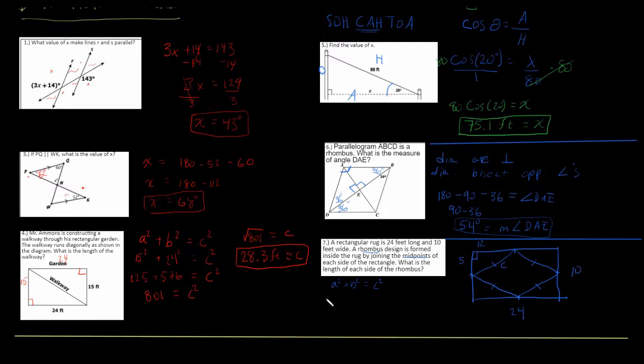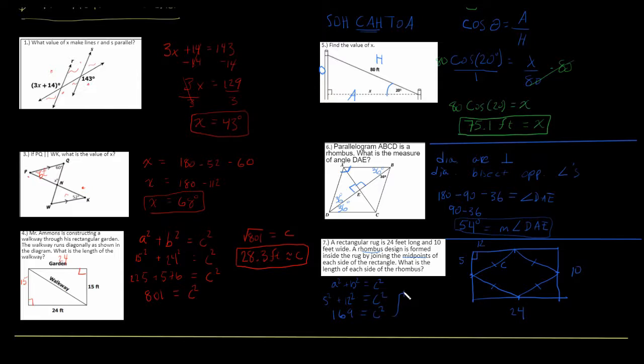Let's plug 5 and 12 in for the legs. 5 squared plus 12 squared equals c squared. Solve for c. So we have 25 plus 144, we get 169 equals c squared.